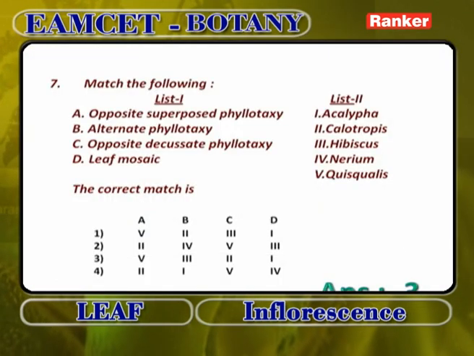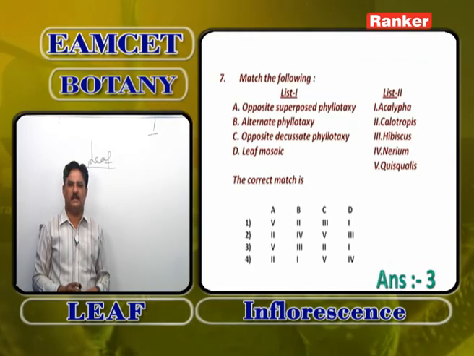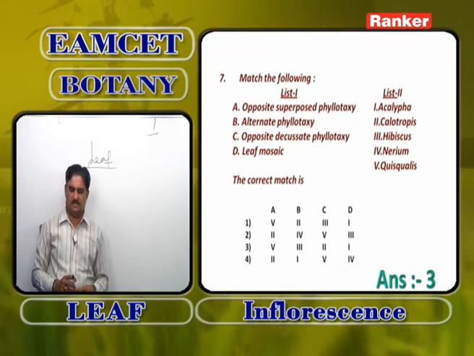In this there is option 1, Nerium. There the phyllotaxy is whorled phyllotaxy. What is whorled phyllotaxy? The plant shows nodes, and on the nodes more than 2 leaves are present. So this is about this question.